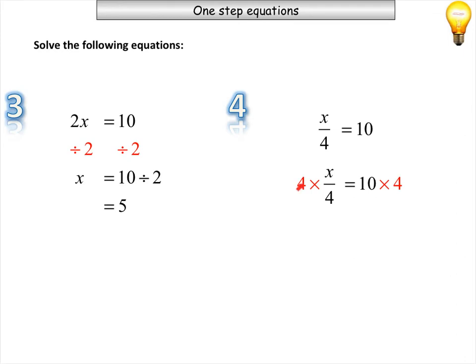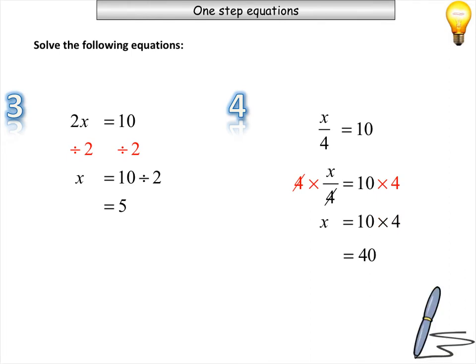Now, if we have 4, and then we divide by 4, like we had with question 3, these two numbers will cancel out because 4 divided by 4 is equal to 1 lot of x. And we have the right-hand side 10 times 4, which is equal to 40. So we now know that if we substitute this 40 back into the value of x, 40 divided by 4 is equal to 10.